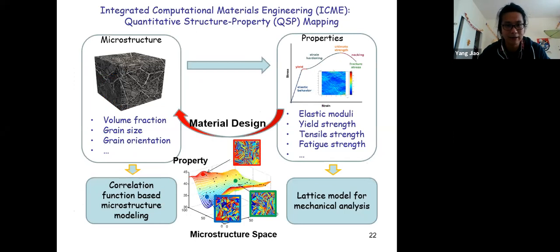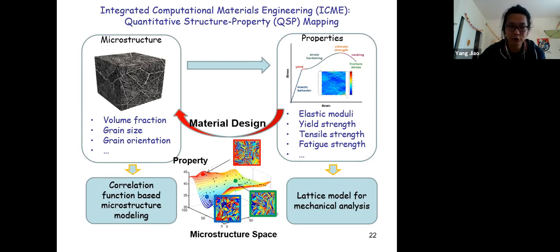So with that, I want to quickly summarize the talk. Here we focus on structure-property relations, and we talk about two lattice models that are important for this. The first one is for the microstructure, and the second one is for the mechanical property simulations. And the goal here again is to really enable material design, which I think will be the key direction for the community in the next decades.